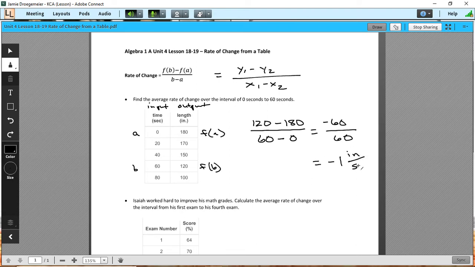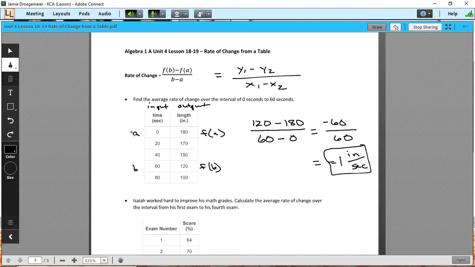And our units here are inches per second. So we're saying that that length is dropping. So, you know, this could be maybe we're dropping a ball from a height or something. But so it starts at 180 inches, and after 60 seconds, it's down to 120. That means that it is falling at a rate of 1 inch per second.